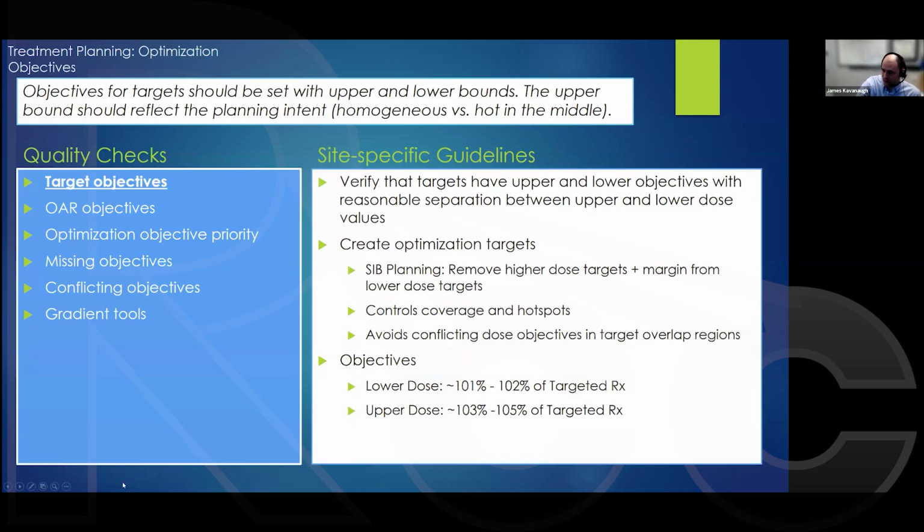So typically objectives, lower dose objectives that I've seen in our clinic are about 101 to 102% of the targeted prescription at each dose level. And then if you're using these SIB optimization targets, upper dose 103 to 105. So you're giving yourself a little bit of a window to work with.